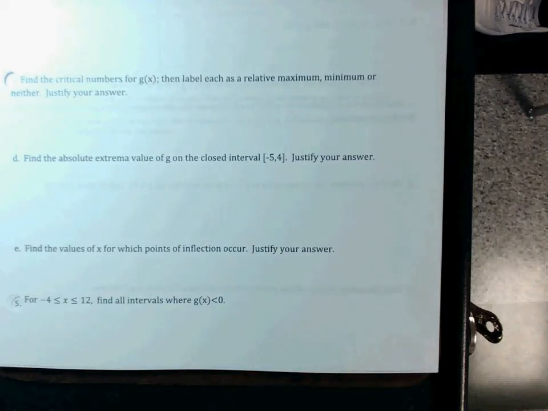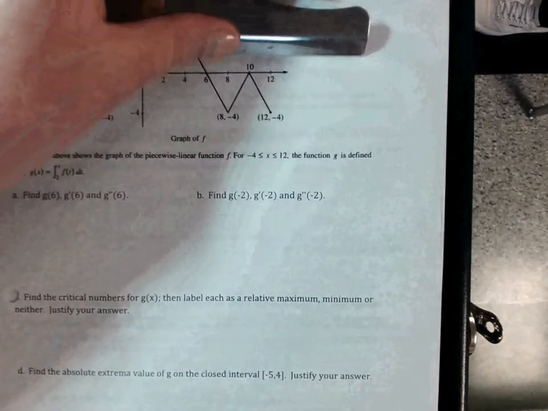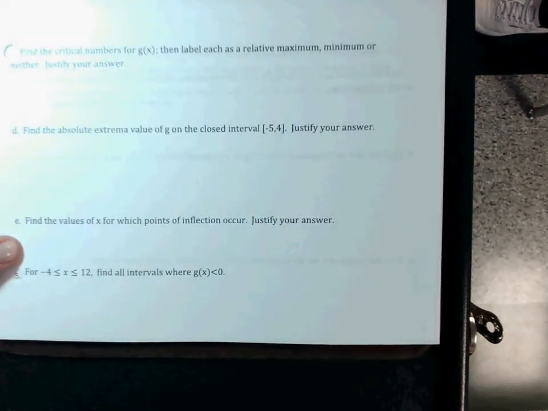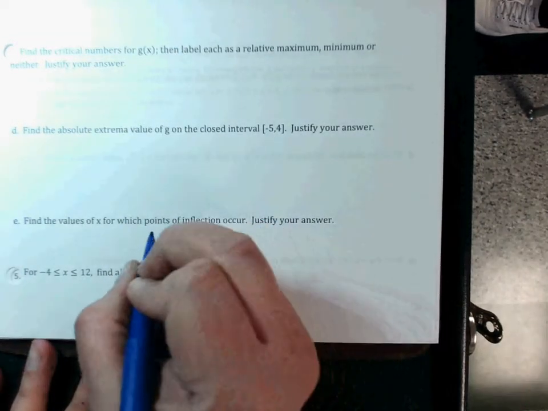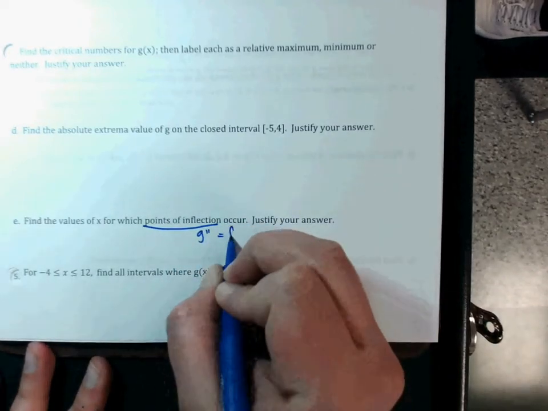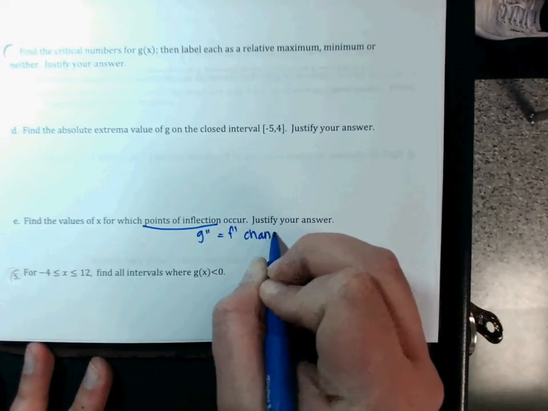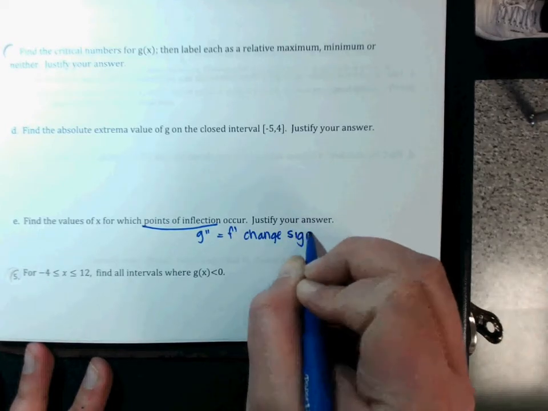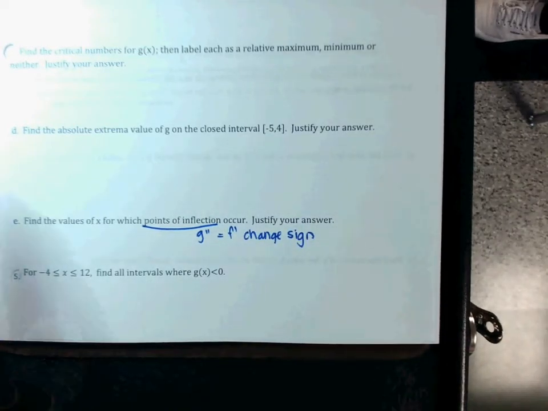Okay, so backtrack though. You need G double prime to change sign. And if G has an integral in it, then G double prime is really what? We wrote this down yesterday. F prime. Very good. So I'm going to write that down here. You probably already have it on your paper somewhere. Okay, but if I want a point of inflection, I need G double prime, which is really F prime, to change sign. Okay, and then as Eileen just said, F prime counts as the slope.